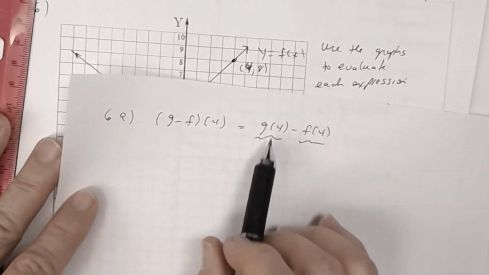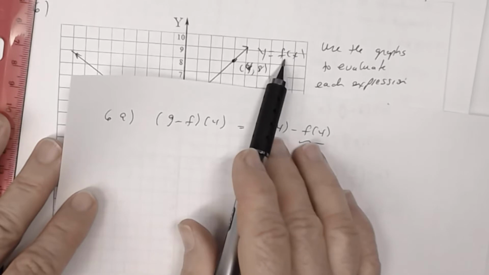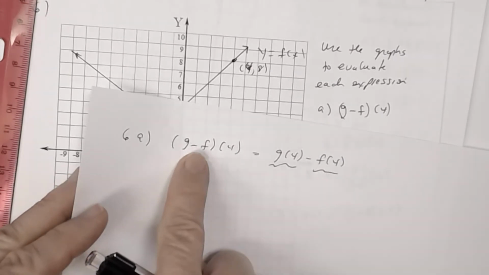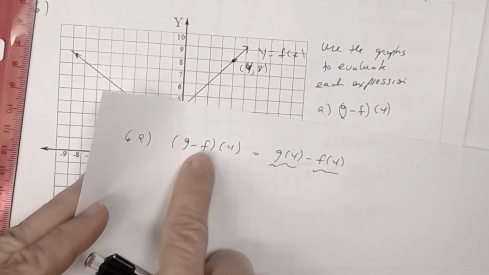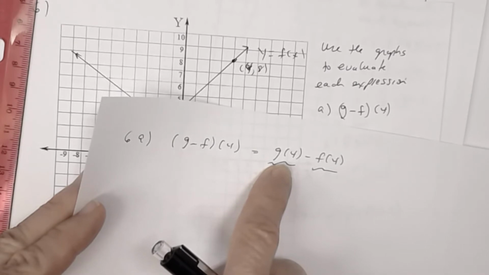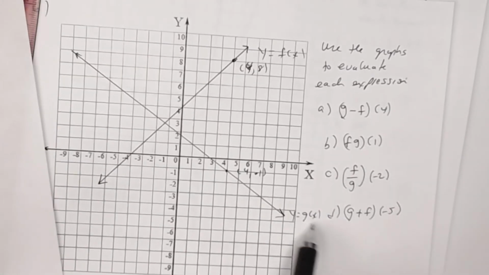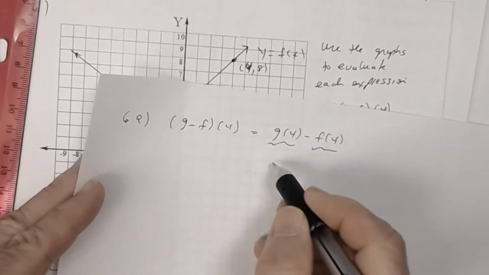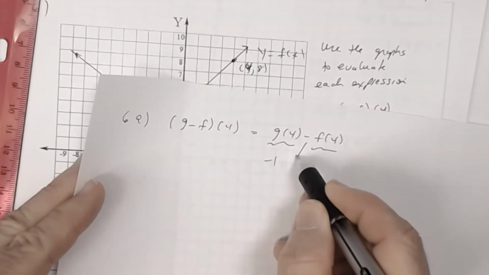I have to go to my function g, though. Be careful. This is f. This is g. Make sure you put the right one there because this is subtraction. You remember with subtraction, the order matters. So you have to put g of 4 first. G of 4, this is g right here, is negative 1. So you have to put negative 1 first, okay? Then you're going to subtract.